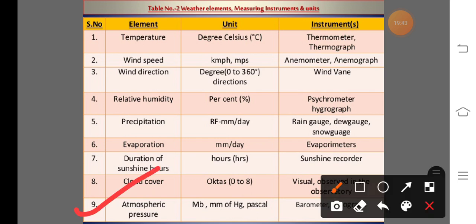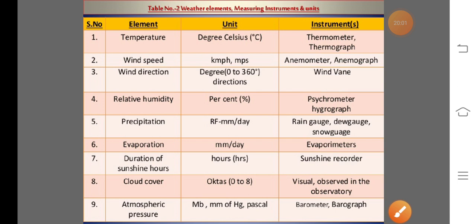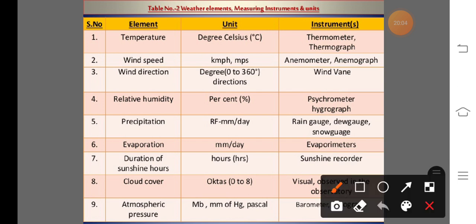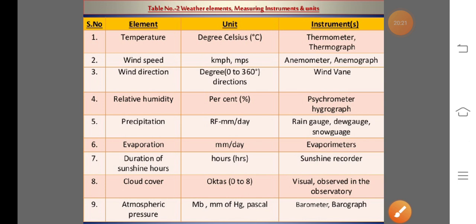Next one, atmospheric pressure. It has units millibar, mm of Hg, that means mercury, pascal, kilopascal, hectopascal. There are different units of atmospheric pressure, and this atmospheric pressure is measured by using a barograph and barometer. I think in the theory topic about atmospheric pressure, at that time I showed the different barographs and barometers used to measure atmospheric pressure. So these are the different weather parameters recorded in the Agromet observatory, and they have their different units.